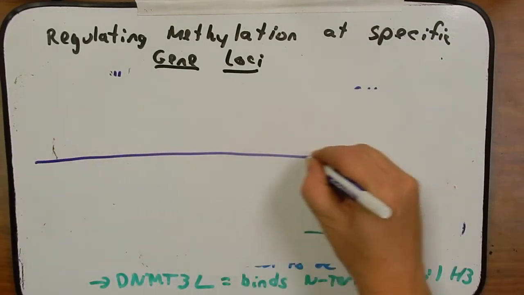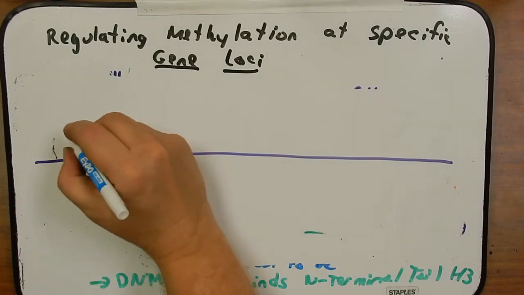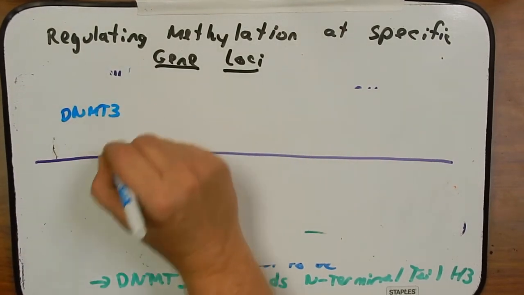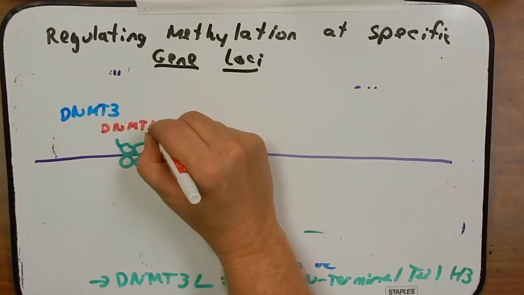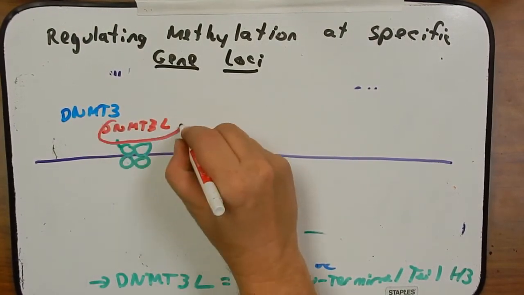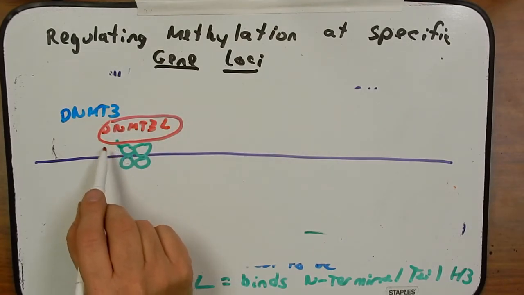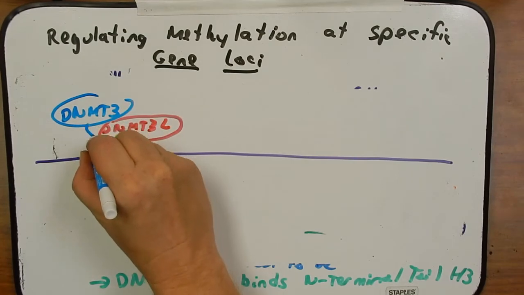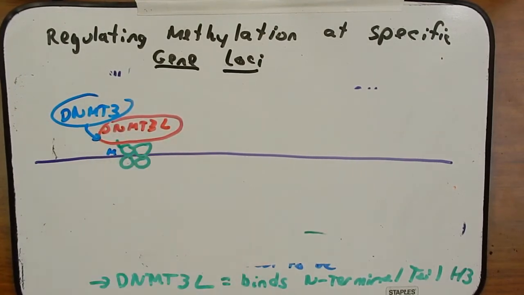So we have our DNA here and our histones here. If it's going to be methylated, we have DNMT3 here, and we have the N-terminal tail here. DNMT3L binds to that N-terminal tail. When it binds to this N-terminal tail of histone 3, DNMT3 is recruited. And it's recruited here to add the methyl groups to the DNA.